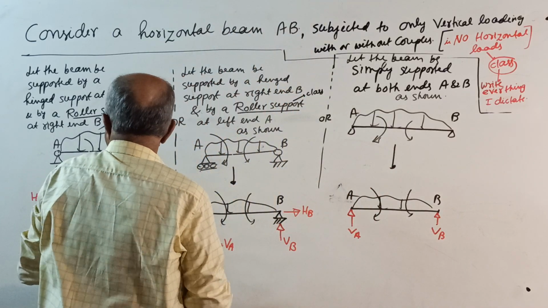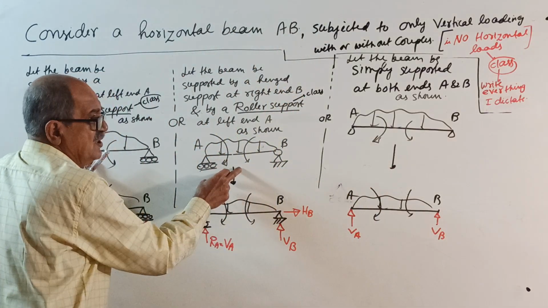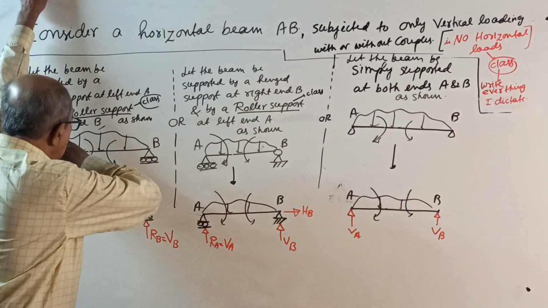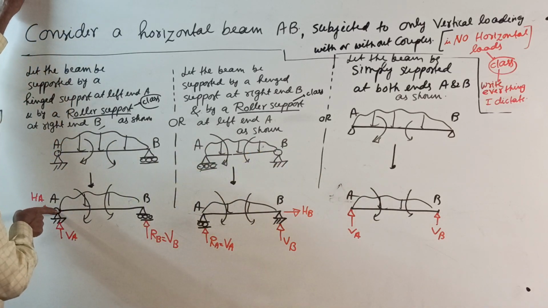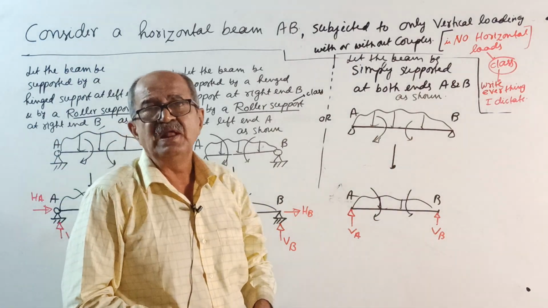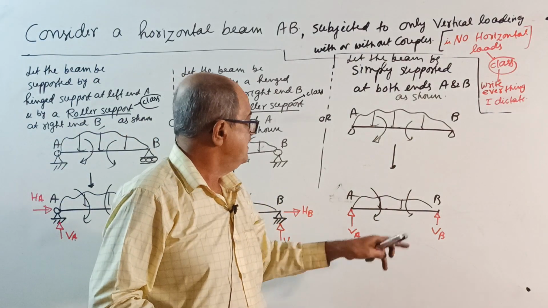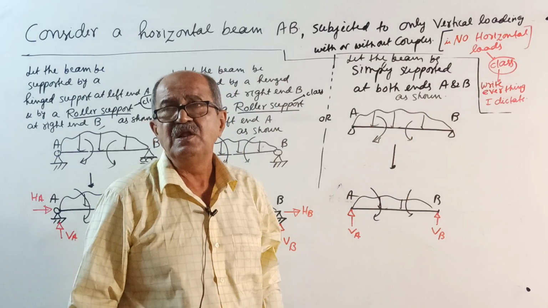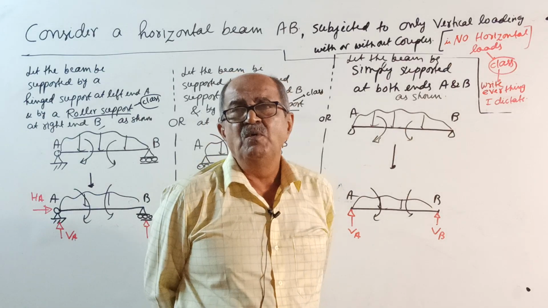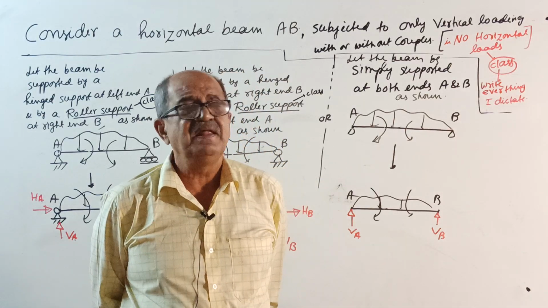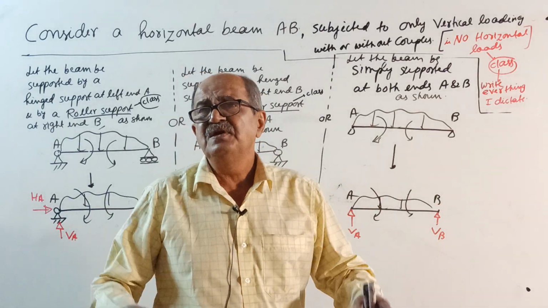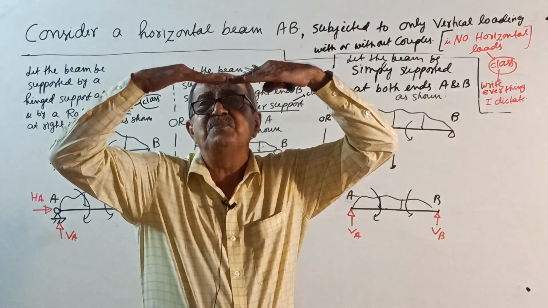Actually, remember, for these two beams, horizontal loads are permitted. If you apply horizontal loads, the hinged support will give a reaction to balance it. But for this beam, horizontal loads are not permitted. This beam is unstable for horizontal load. Right now we are not bothered about horizontal reaction and horizontal loads. Our main purpose is vertical reaction for a simply supported beam.